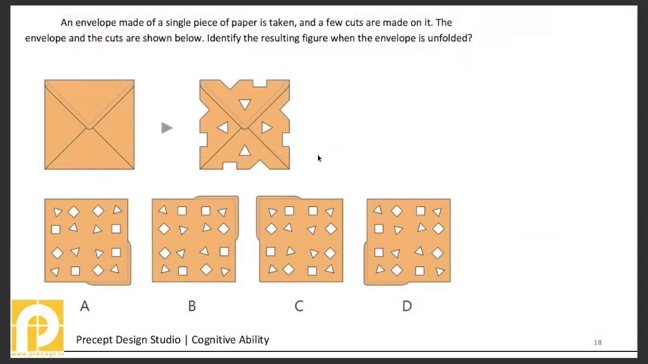An envelope is made by a single piece of paper, and a few cuts are made after that. The envelope and the cuts are shown here. You have to identify the resultant figure when the envelope is unfolded. What is the resultant figure when you unfold the envelope? So in this case, if you observe, if a triangle is getting formed here, there will be a mirror triangle getting formed here. So that applies to all other cases also. Okay.